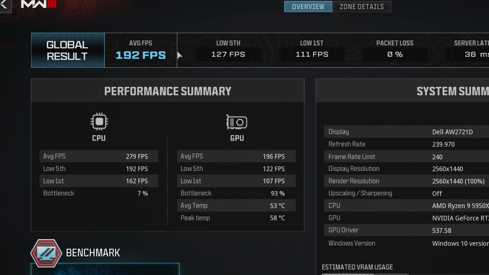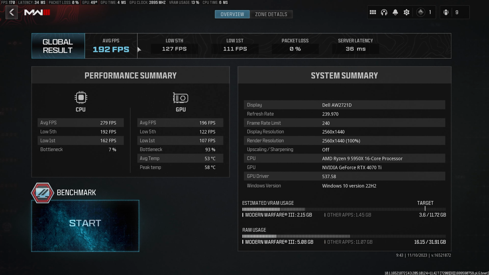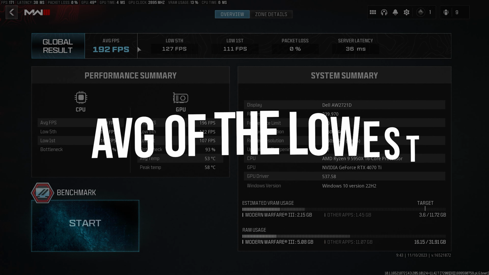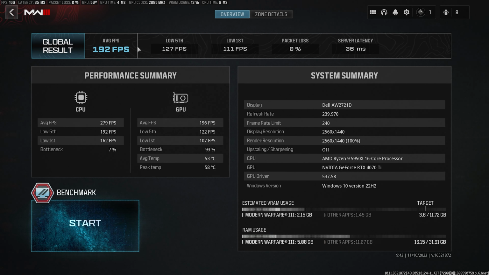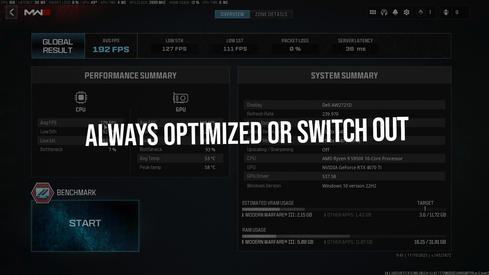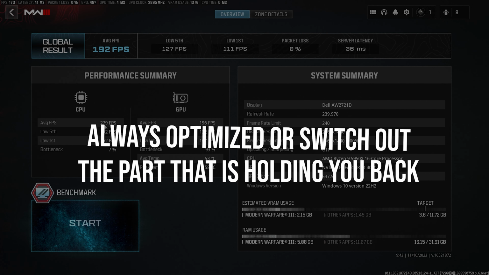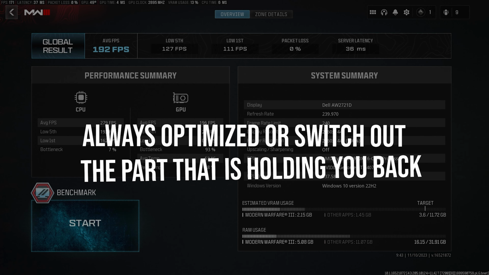What does that mean? It means that when it's benchmarking, it's always going to be the average of the lowest hanging fruit here. So you're not going to get 280 FPS if your GPU can only go up to 196 frames. It's always the lowest hanging fruit. And if I switch it to a 4090, you'll see automatically that I'll get closer to this 279 FPS range. Basically, this is where a lot of people get confused, so I'm trying to break it down. Always optimize or switch out the part that is holding you back.